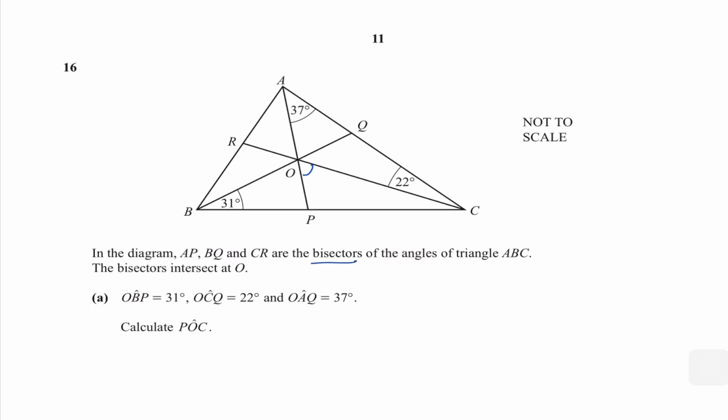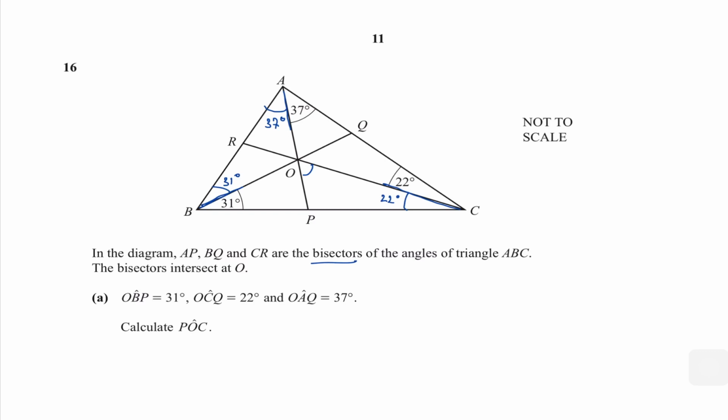The term bisect basically means to cut into half. So if these lines AP, BQ, and CR are bisectors, that means they must be cutting the angles in half. That means the other half will also be 37 degrees, the other half here will also be 22, and the other half here will also be 31 degrees. So what exactly do I have to work out? I have to work out POC. Let's see if I have sufficient information now.